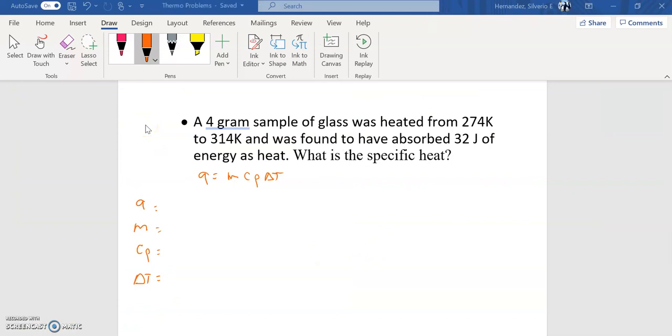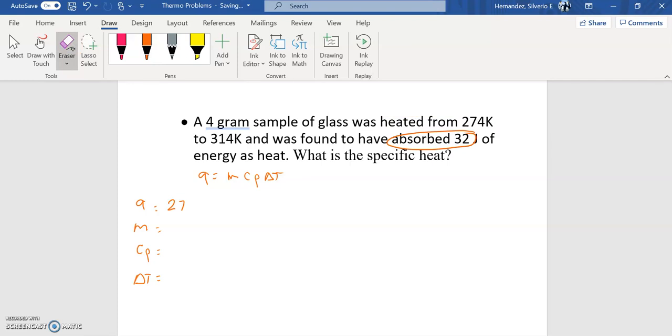Okay, so here's the first problem. You'll notice that I wrote the equation out from the slide. Q is equal to M times the specific heat times the change in temperature. And here they're giving me heat, so they're giving me the value of Q. The value of Q is, excuse me, over here down at the bottom. I have circled the wrong one.